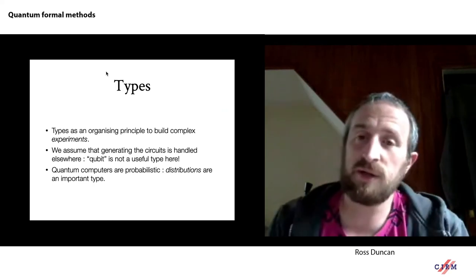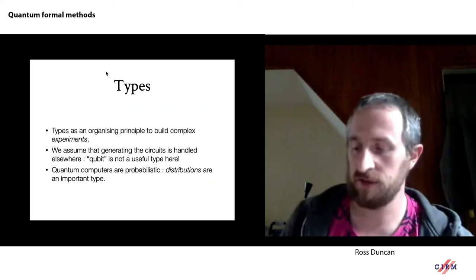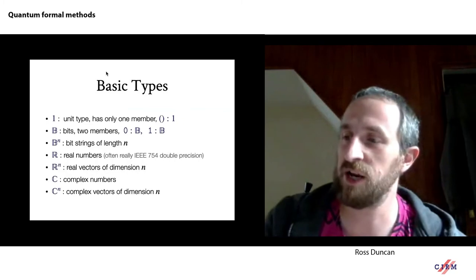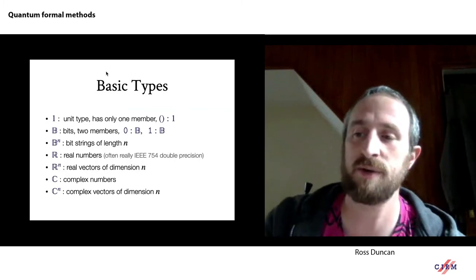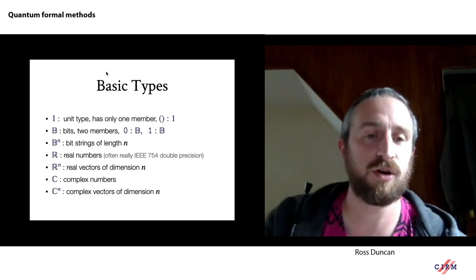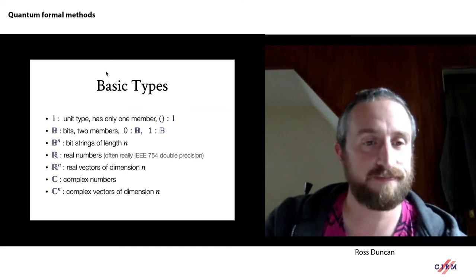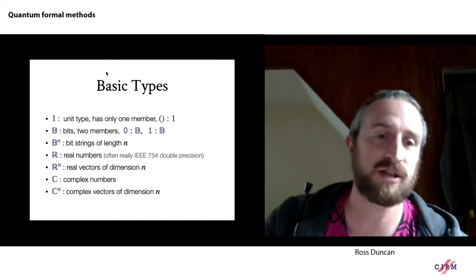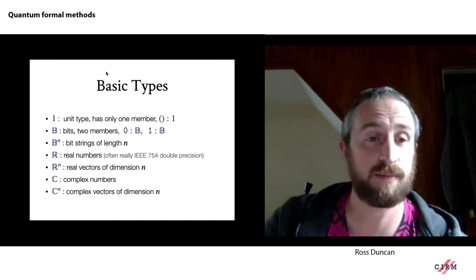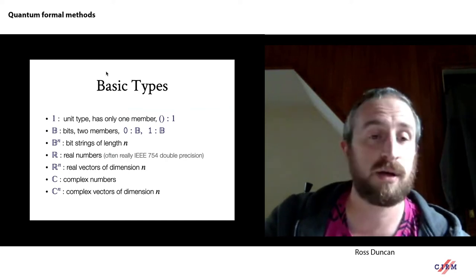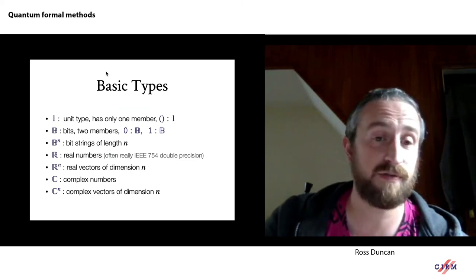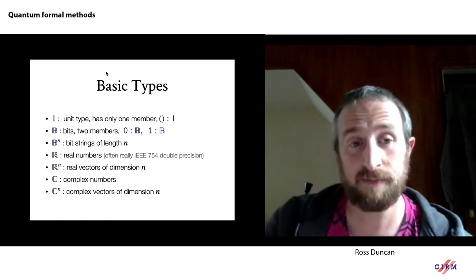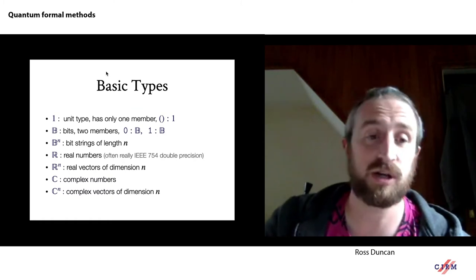So let's quickly run through some of the basic types that we want to talk about. So this will be familiar to pretty much anyone who's done any functional programming, and probably not very difficult, even if you haven't. So the simplest type we can think of is the type which has only one member, which is called unit type. We may then also have the very useful type of bits, of which there's a 0 and a 1, and bit strings of length n.